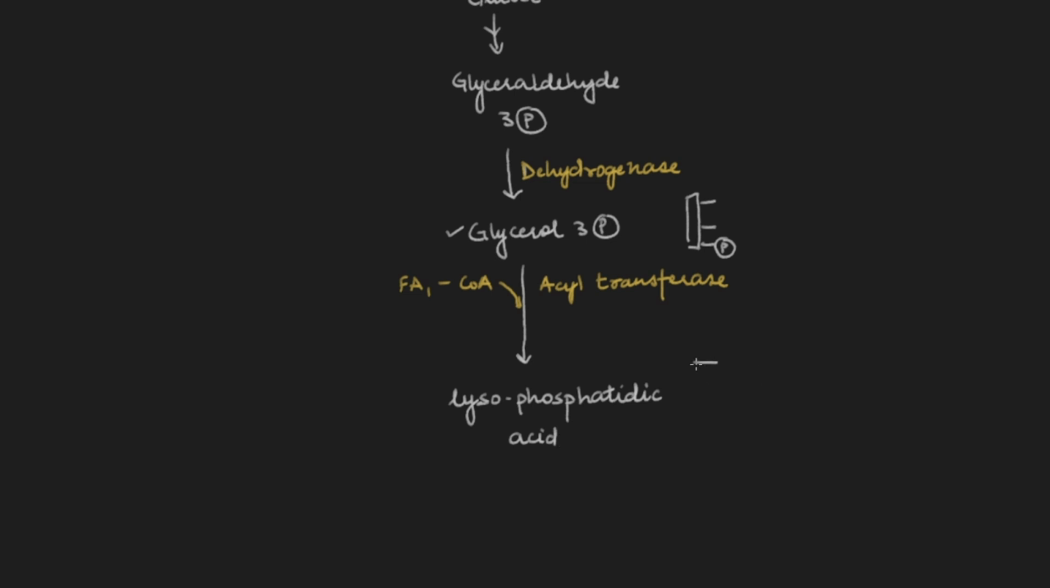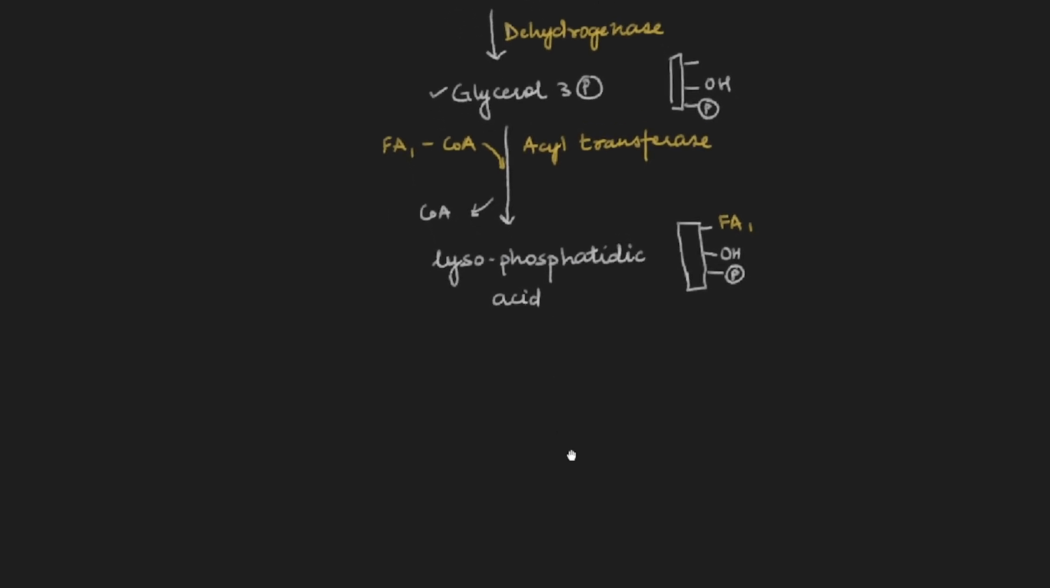And the structure of this acid is going to be like this. There's a phosphate group attached, OH group, OH group. At the first position, fatty acid will be attached. Here, coenzyme A will be released. Now, this particular molecule, lysophosphatidic acid, has one fatty acid, one OH group, and one phosphate group attached.